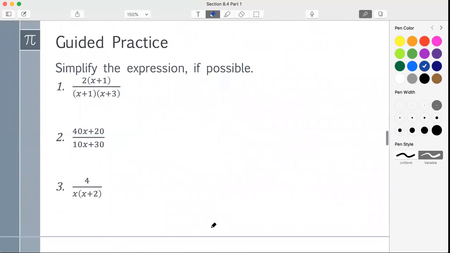All right, guided practices. Okay, so again, I'm going to ask you to write your answer in Edpuzzle if you're doing this in Edpuzzle. If not, stop the video, try yourself, and look at the answer.